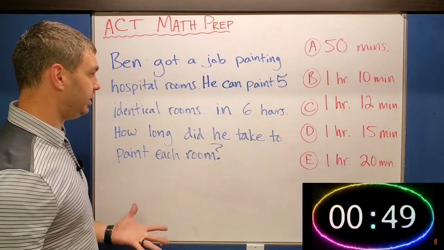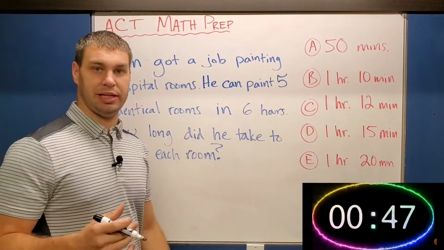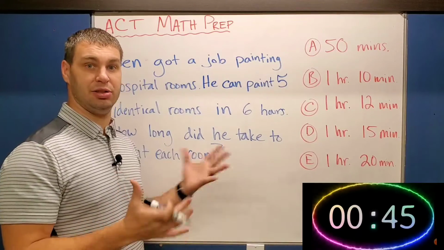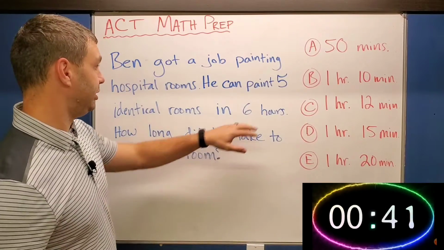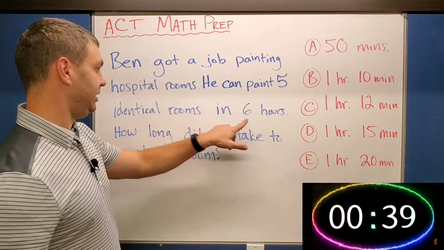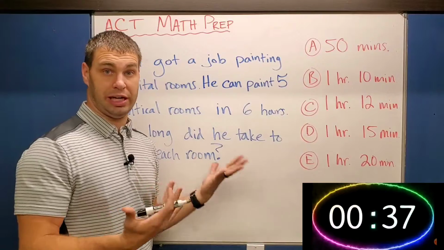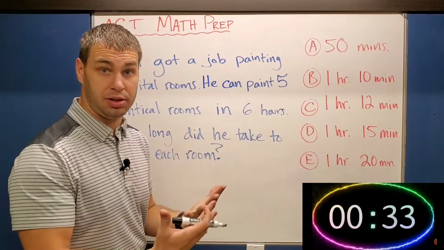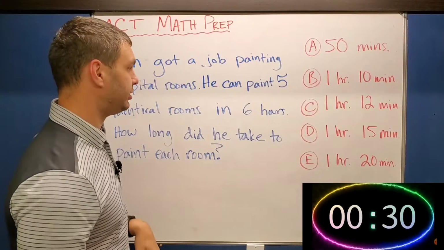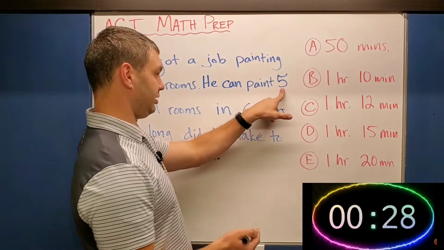Okay, so here, this is one of those where when they read the directions in the ACT, they say you can do it without a calculator. This is a perfect example of that type of question, because if it was 5 rooms in 5 hours, that would be 1 hour per room. Okay, but this is 5 rooms in 6 hours, so it's taking a little bit longer than an hour per room to do this.